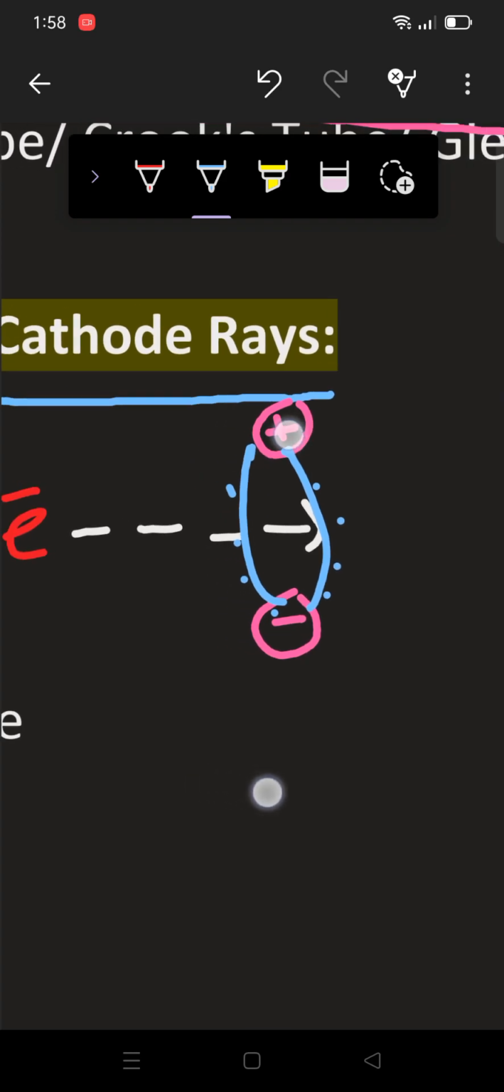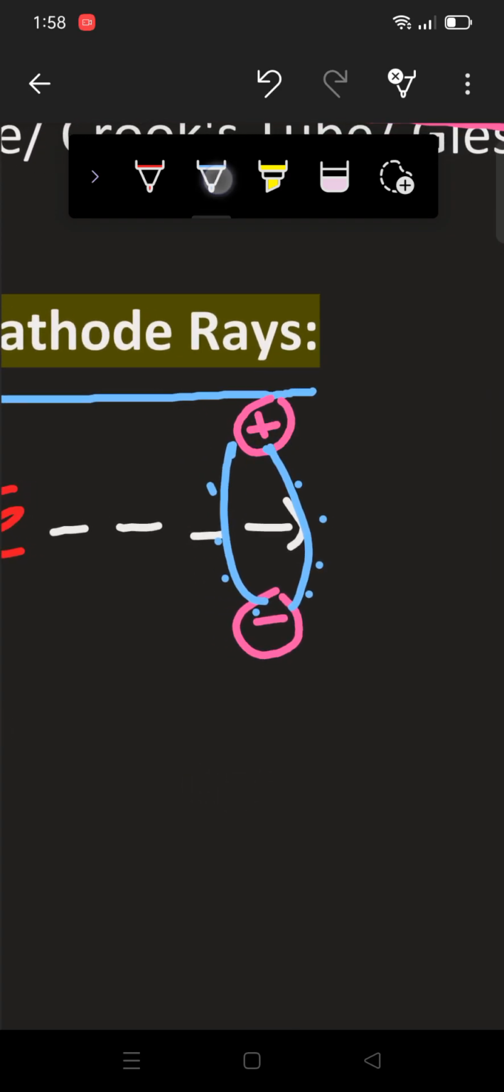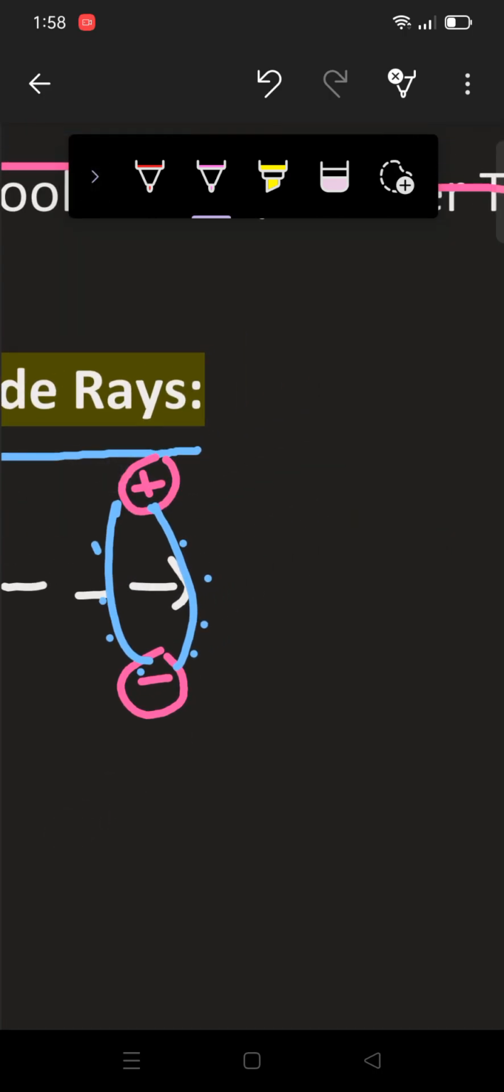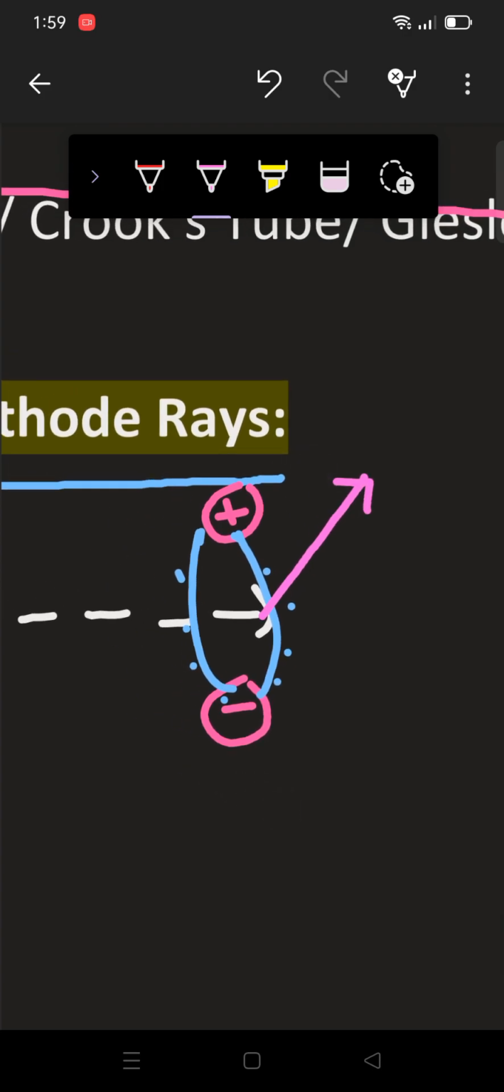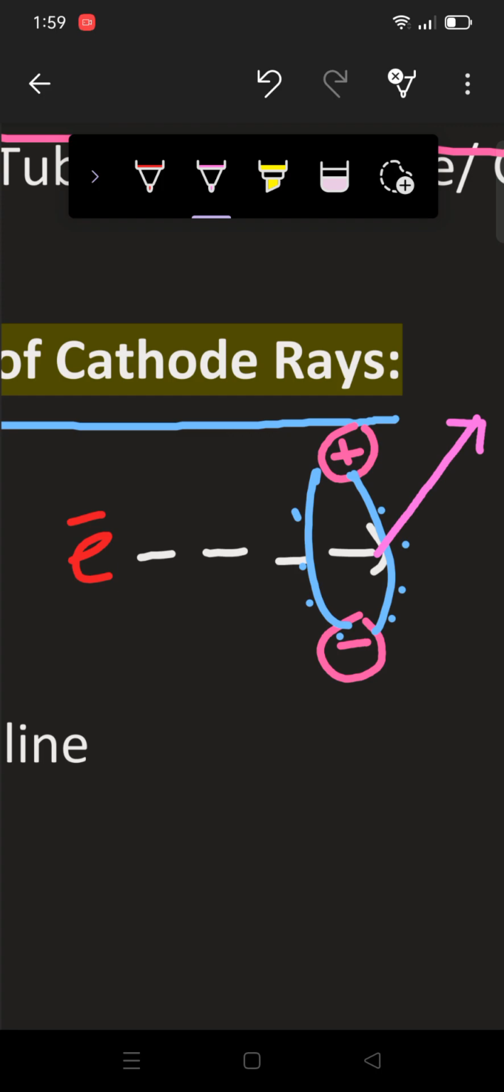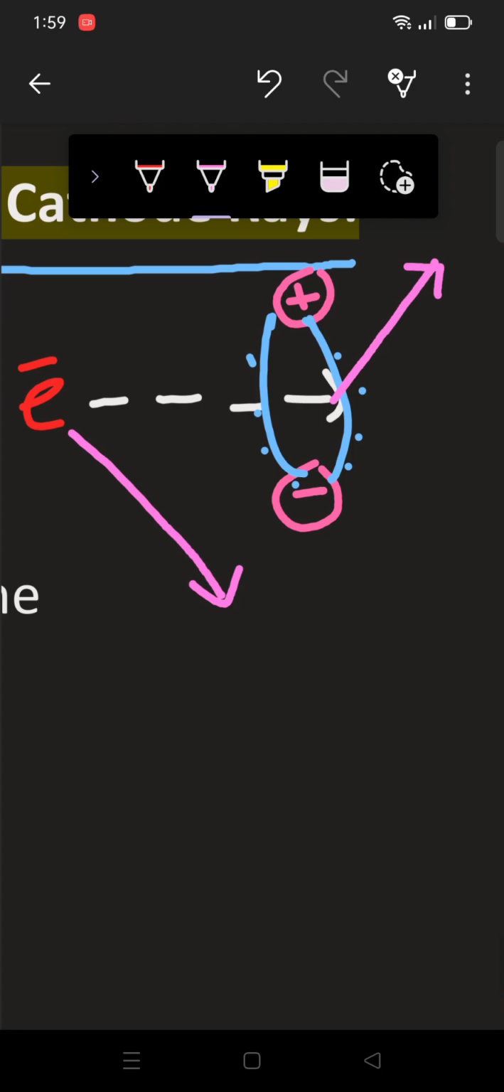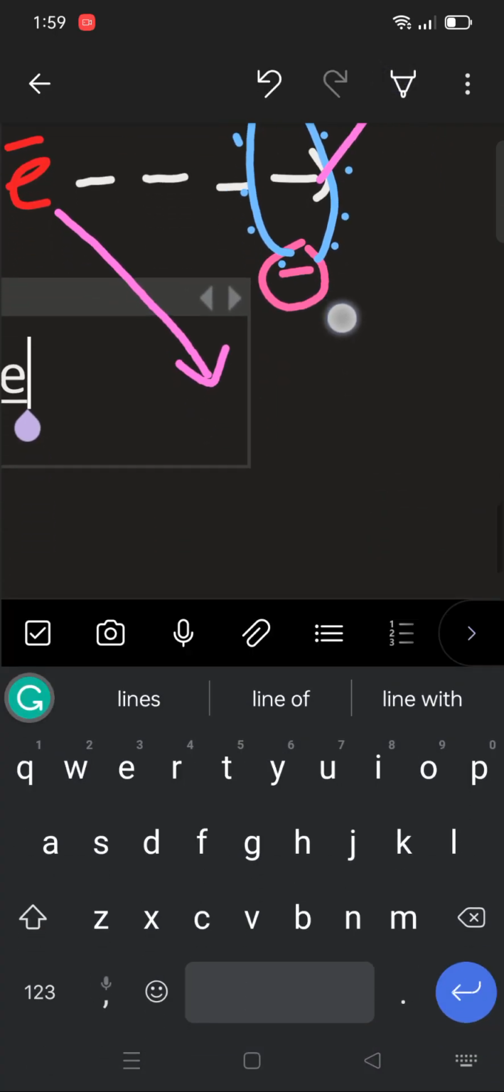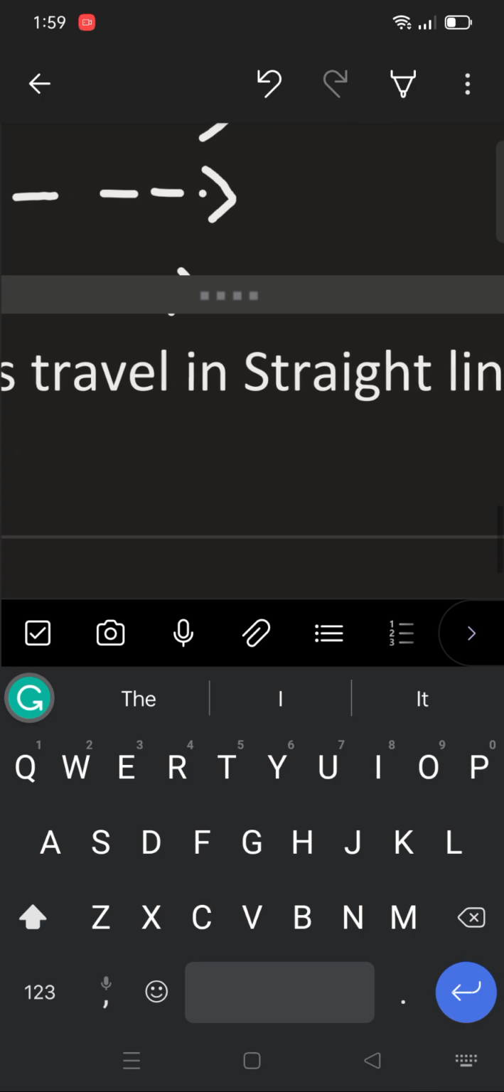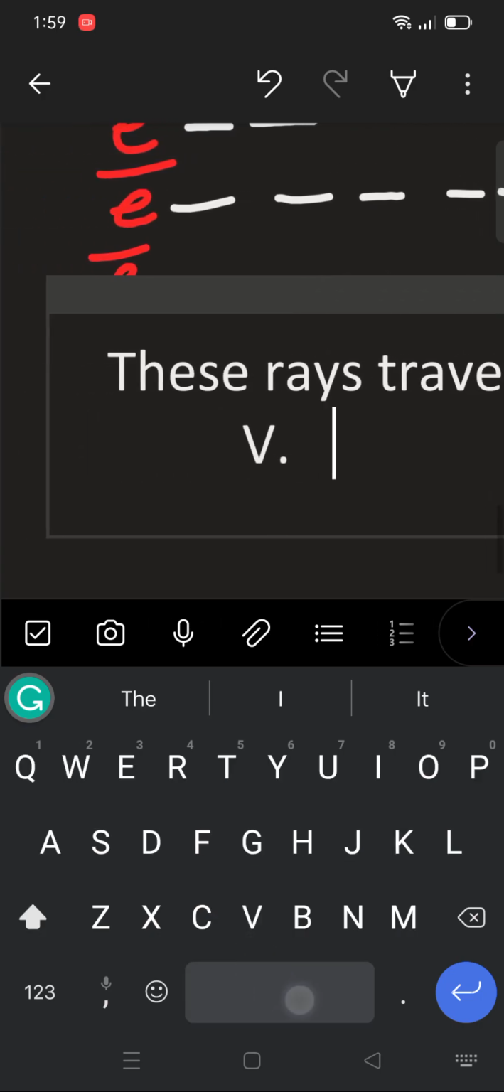Now where will the electron move? Does it have a negative charge or no charge? We are just going to identify the charge of it right now. It is going to be attracted towards the positive charge, and when it is attracted towards the positive charge, we will know that this cathode particle has a negative charge, right? So we are going to write it down here. Wait, let me give some space so that I can write it down.